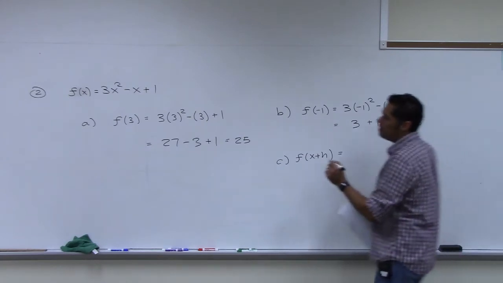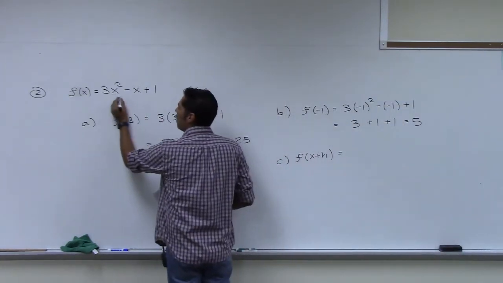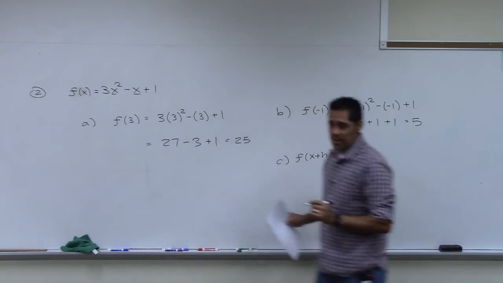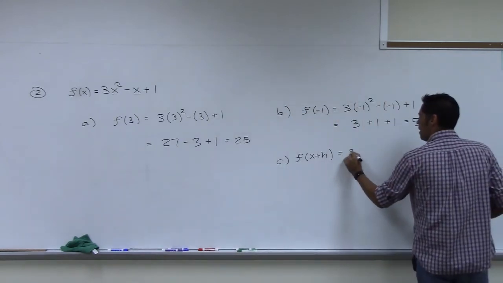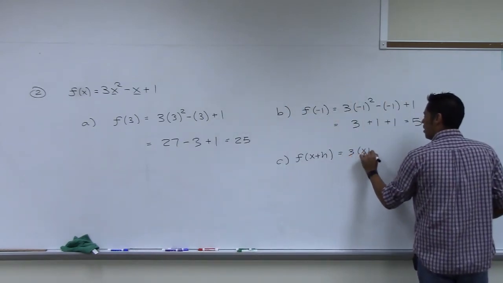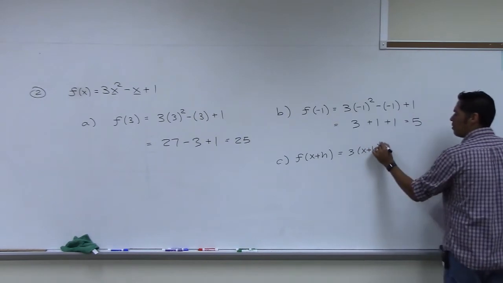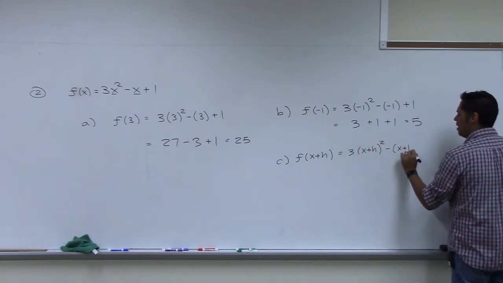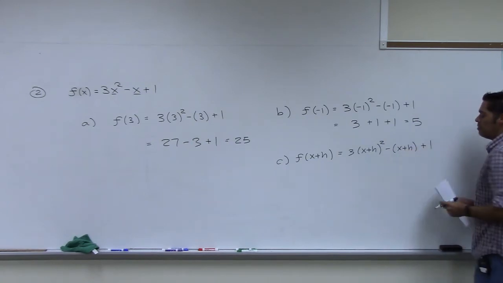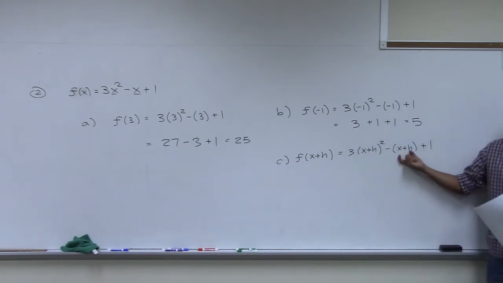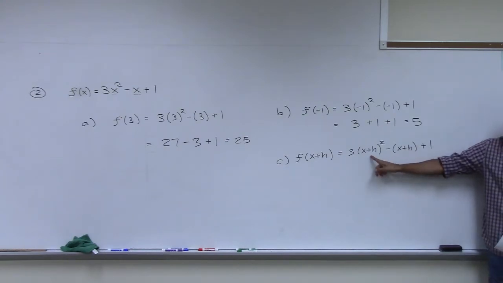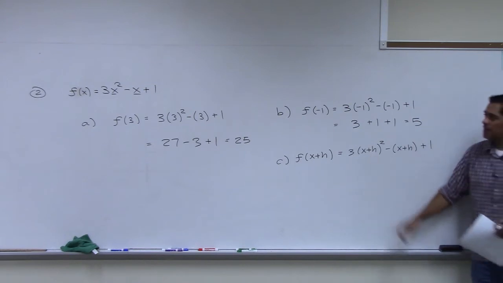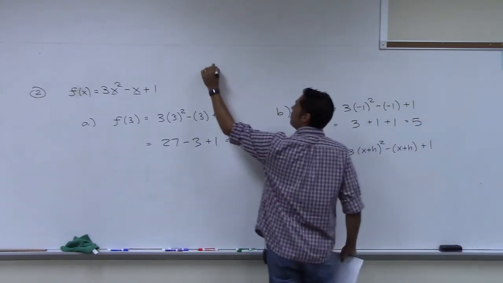All right, I'm going to come to this function here. I'm going to replace my x's with x plus h's. So I have 3 times x plus h, which I need to replace and square the whole thing. Then minus, in parentheses, x plus h, and then plus 1. So all the x's have been replaced with x plus h's, and I put them in parentheses. I must square x plus h, right? I'm going to do that right here, just on the side.